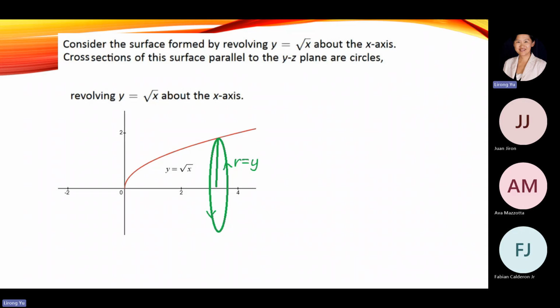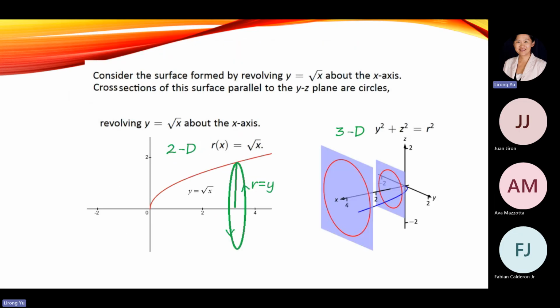We'll try to explain it a little bit better. The two-dimensional equation is y equals root of x. Okay, so this is a two-dimensional picture. If we rotate about the x-axis, then the radius of rotation equals y. This is a vertical line parallel to the y-axis, right? The radius equals y, and y equals root of x. So that means r actually equals root of x, right? And then the three-dimensional case. So in two dimensions, the radius equals y equals root of x.